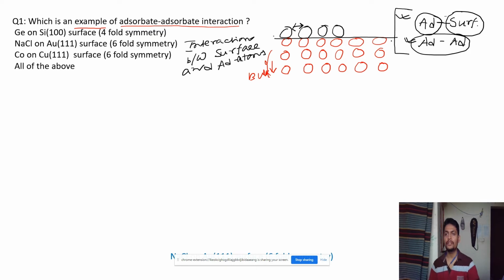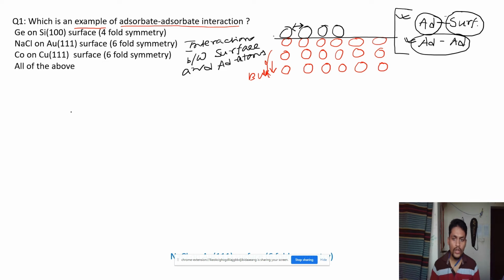So, which one actually determines the kind of growth of the add layer on the surface? Now coming back to the question. This is basic knowledge we already have from the lecture. Now let's try to solve this question. They have asked for an example of adsorbate interaction. What will happen if adsorbate interaction is the main guiding factor?